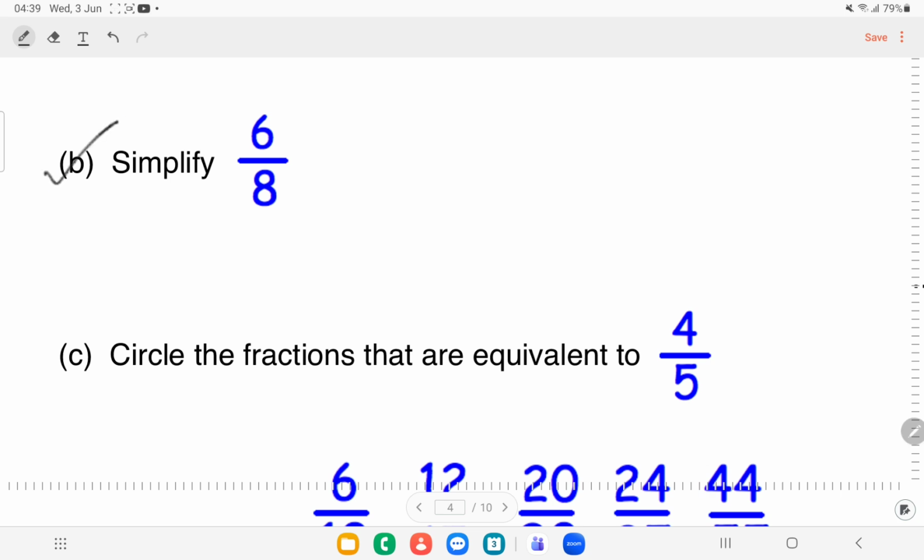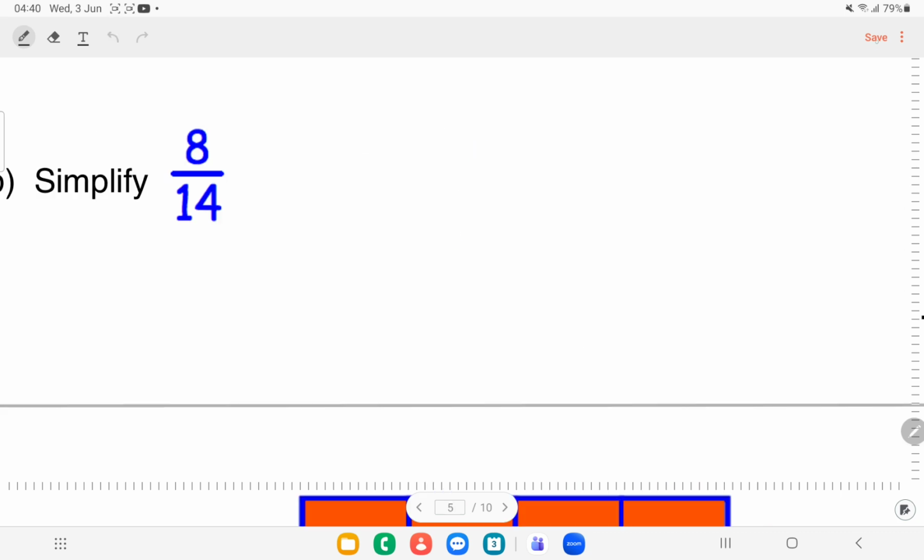Can you simplify this one, 6 over 8? Because I told you, if both numbers in the numerator and denominator are even numbers, we can simplify by 2. So think like this. Where do we get 6 in the table of 2, 2 3s are 6. Where do we get 8 in the table of 2, 2 4s are 8. So this is the simplified fraction.